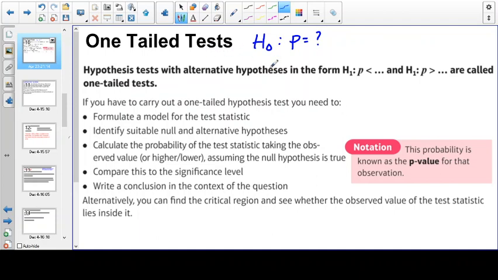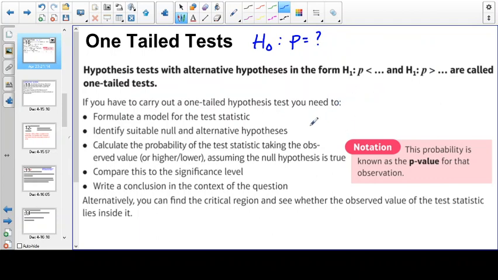Now in these examples, we're going to be doing one-tailed tests where the alternative hypothesis, H1, is going to be testing where the probability is less than this or greater than. So we're looking to show whether actually the probability is less than what we think it is or greater than what we think it is. So if you see alternative hypotheses with an inequality, then we do a one-tailed test.